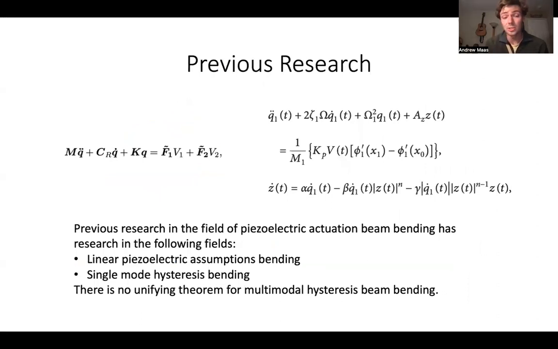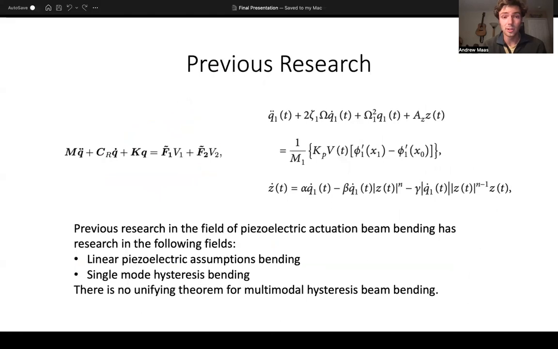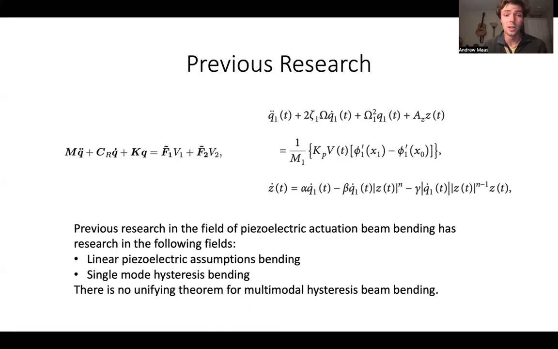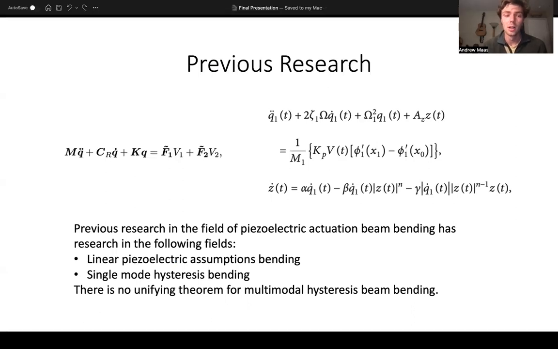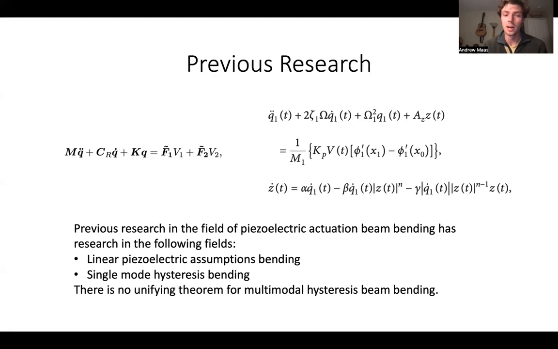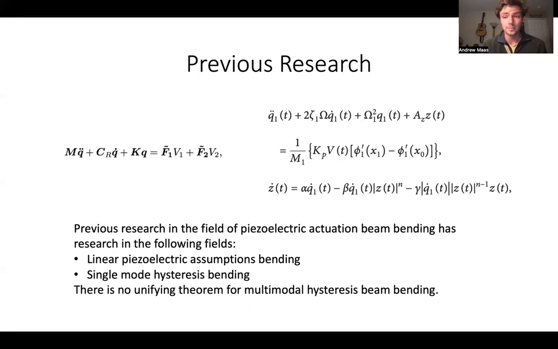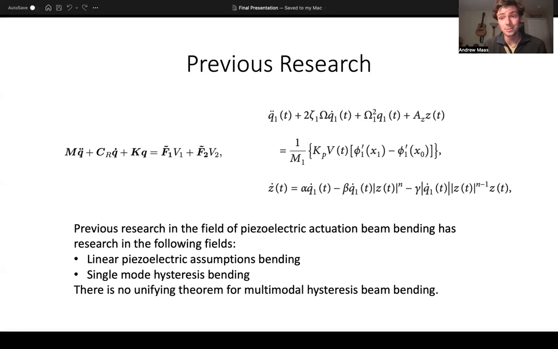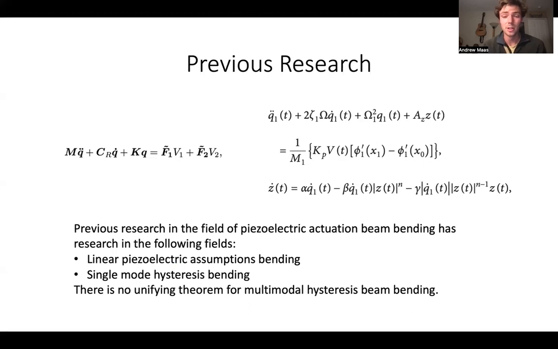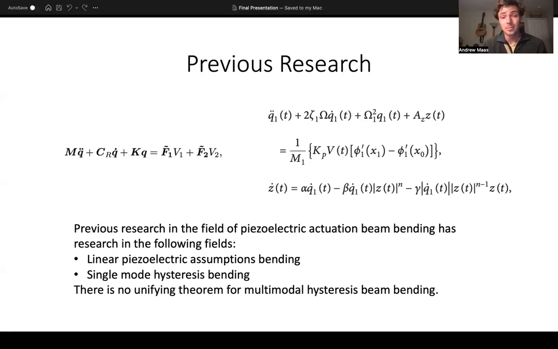For previous research, there are two primary methods of analyzing piezoelectric actuator hysteresis models. The first is just to assume that it's linear. The equation of motion for that can be seen on the left: M q double dot plus C q dot plus K q equals f tilde 1 v1 plus f tilde 2 v2. The assumption of linearity limits the analysis to very low frequencies of input, and so it's not a great assumption.